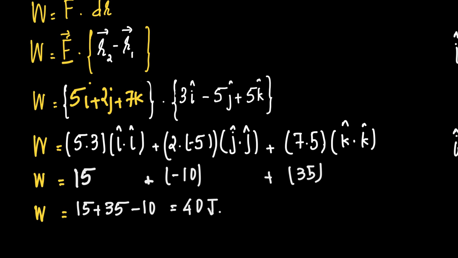So what is i dot i equal to? This is equal to 1. What is j dot j equal to? This is equal to 1. What is k dot k equal to? k dot k is equal to 1.